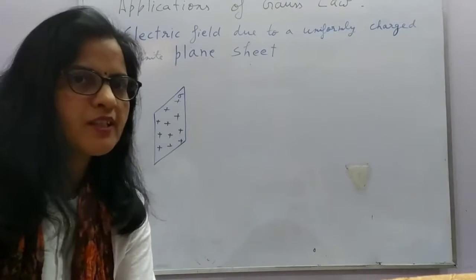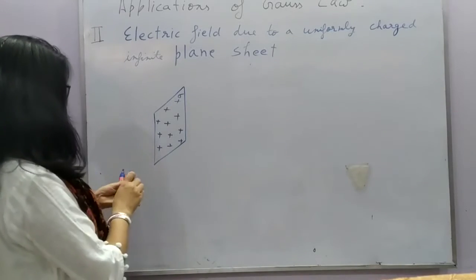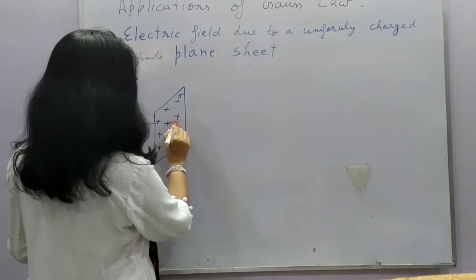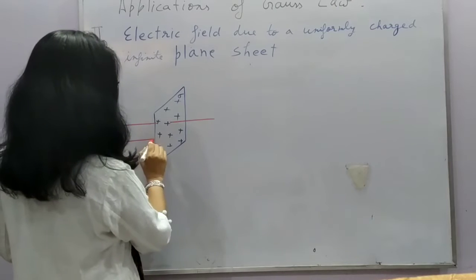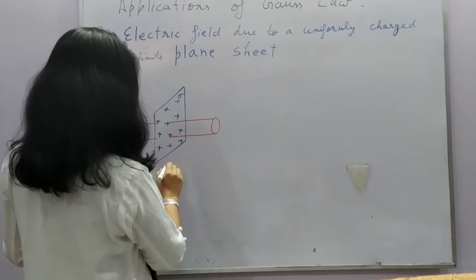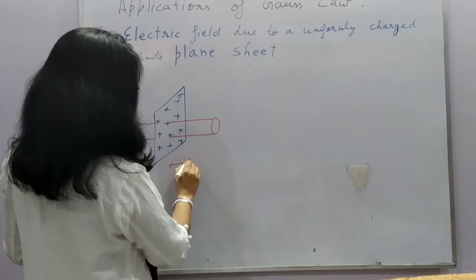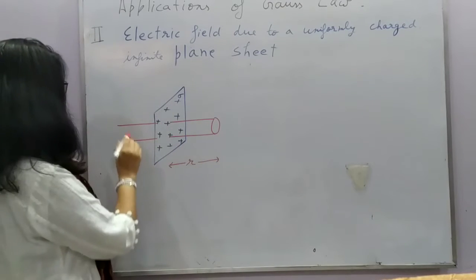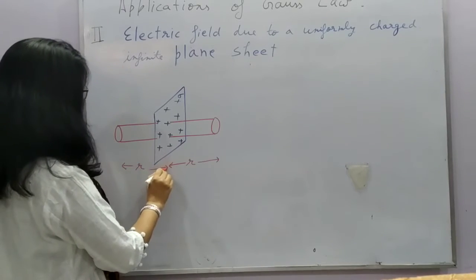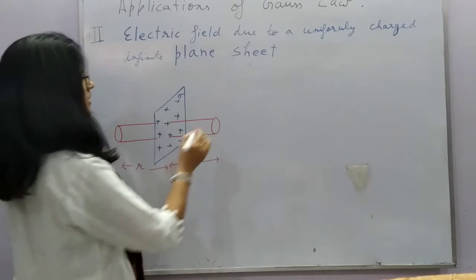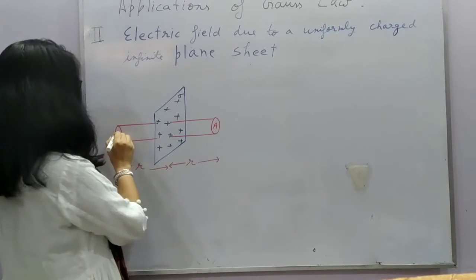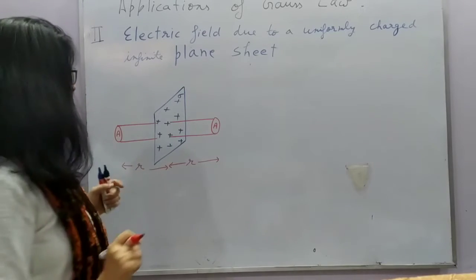So if we draw this cylindrical Gaussian surface in this diagram, we can consider it to pass through the sheet. This part which is coming out is at distance r from the sheet on this side, and similarly this part is also at distance r from the sheet. Let's take that this part of the cylinder has an area A. This part also has an area A.